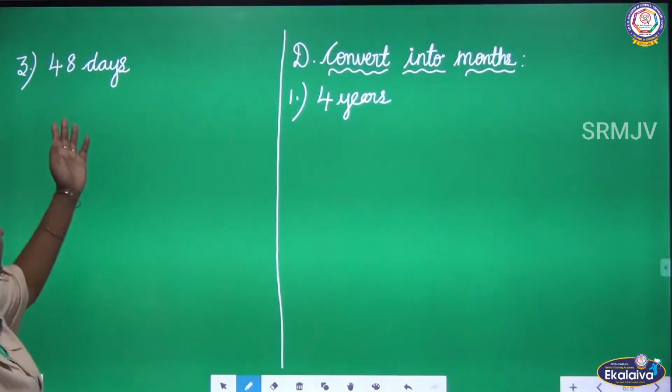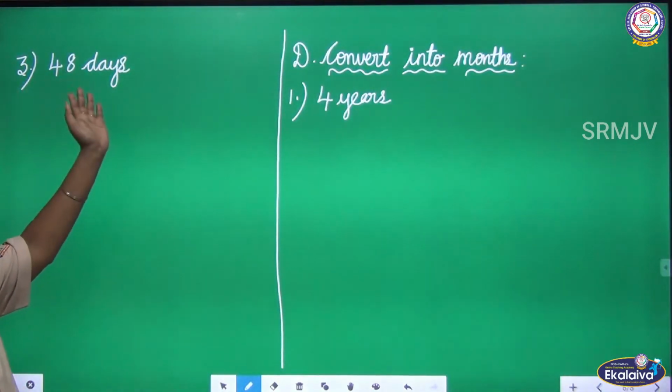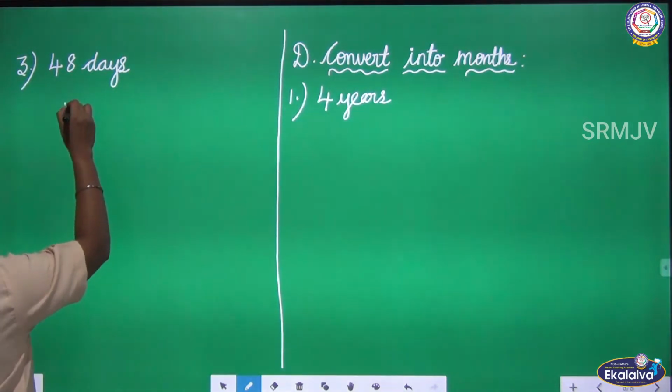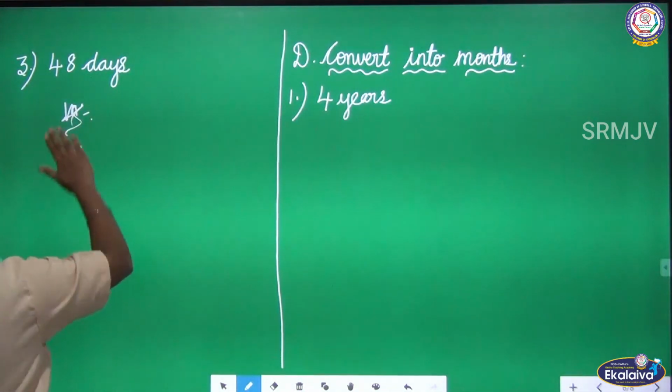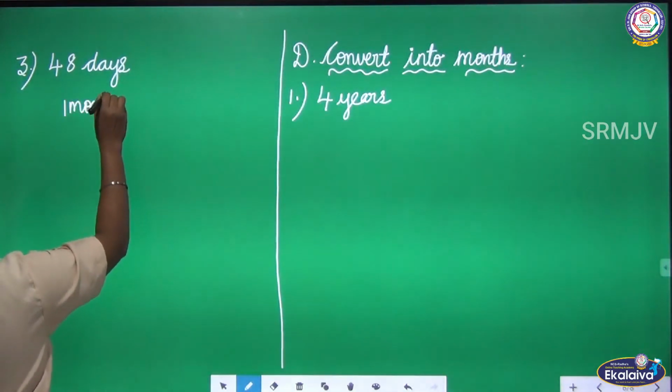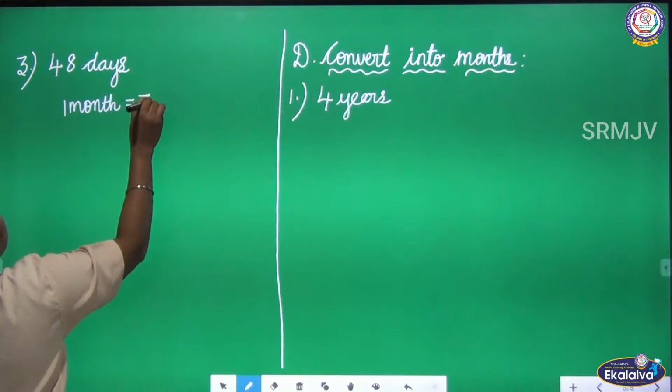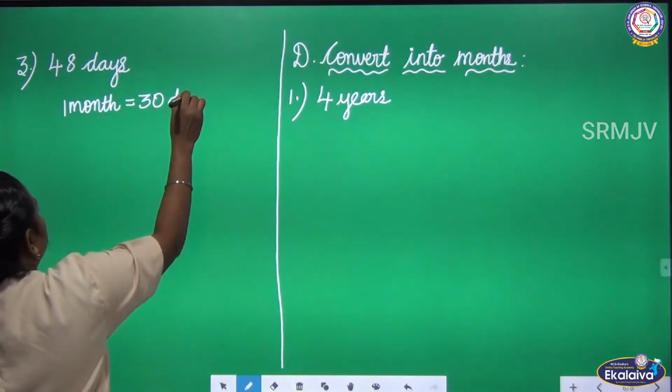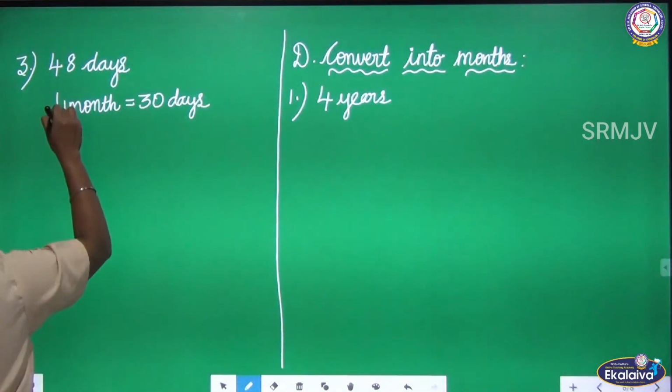Next one, 48 days. So we are going to convert 48 days into months. So tell me, 1 month equal to how many days? 1 month equal to 30 days.